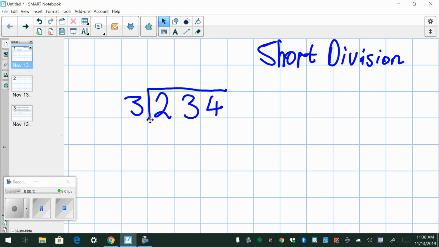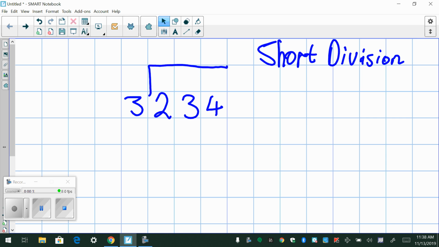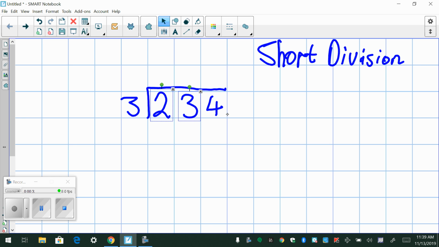First of all, this part here is called the bus stop. I'm going to call that the bus stop. Basically, it looks like a bus stop. That's why we call it the bus stop. This number over here is known as the divisor. That's the number that I'm dividing into the larger number, the divisor. And this larger number here, the 234, that number is the dividend. Okay, so probably some good words to remember, some math specific vocabulary to remember.